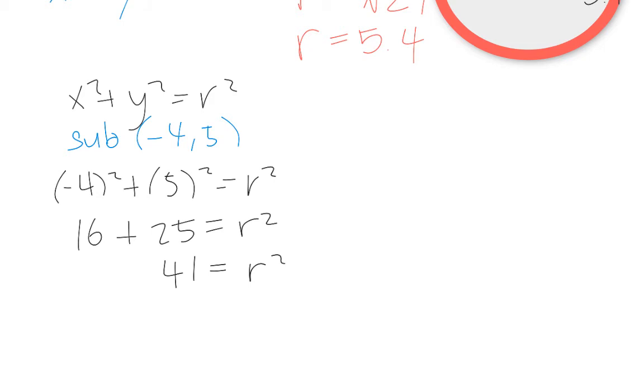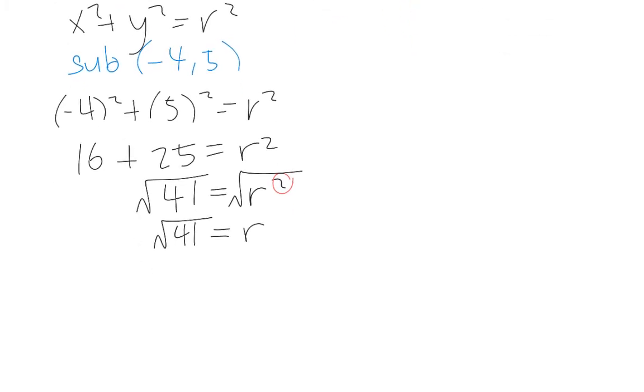To get rid of this exponent of 2, you need to do the opposite operation, which is square root. And what you do to one side, you have to do to the other side. So the square root of 41 is equal to the radius. Now, again, if you want to write this from left to right, you can. So I can rewrite this as r equals the square root of 41. If you want, you can throw that into a calculator and you should get approximately 6.4.